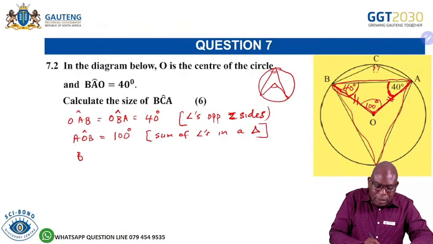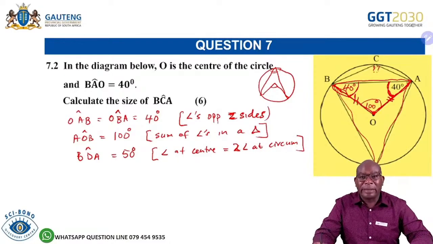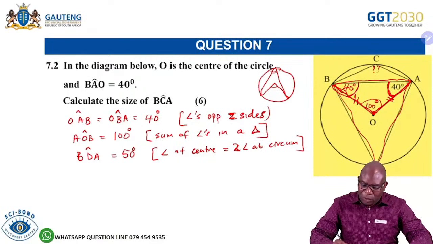Now, we know that angle BDA will now be 50 degrees. The reason will be angle at center equals twice the angle at the circumference. Right. Okay. Now I go to my diagram, I write this there, it's 50 degrees.